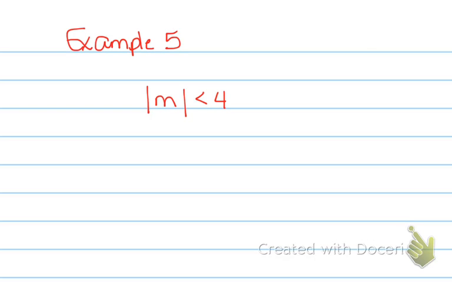Okay, example 5 has the absolute value of m is less than 4. Well, first thing I see is this is a less than. So remember, that means that when we graph this, because our directions here are to solve and graph the solution set in our notes, we're graphing an and statement. Remember, we're going to graph what makes both inequalities true. So we're going to graph where they overlap.